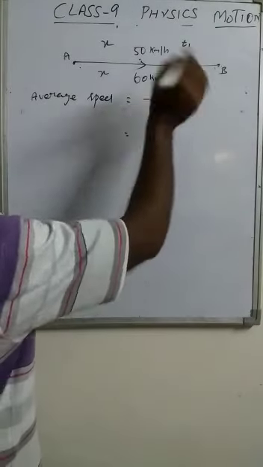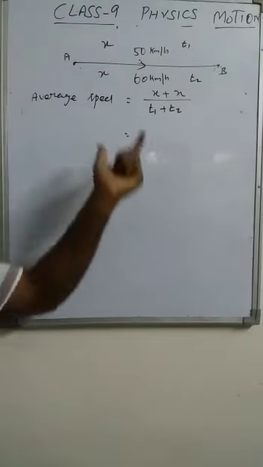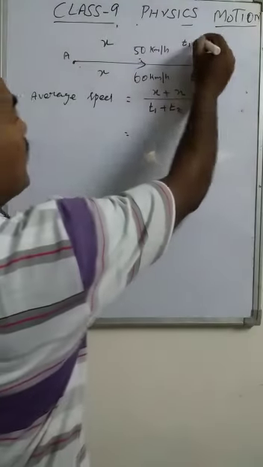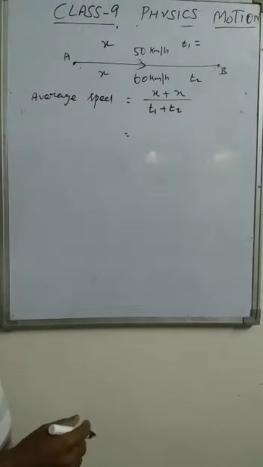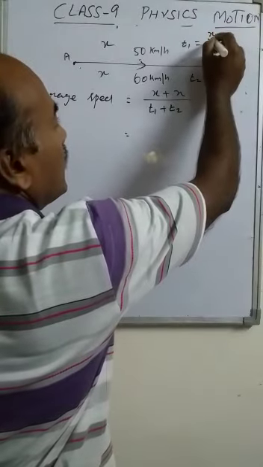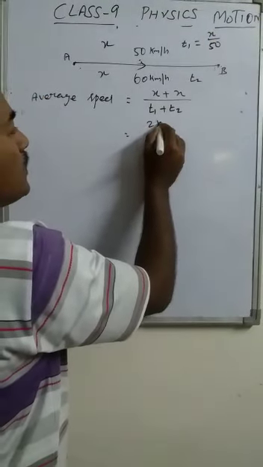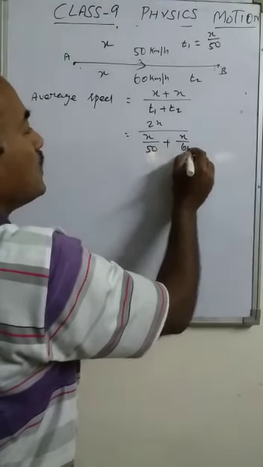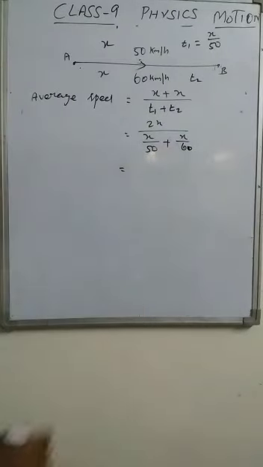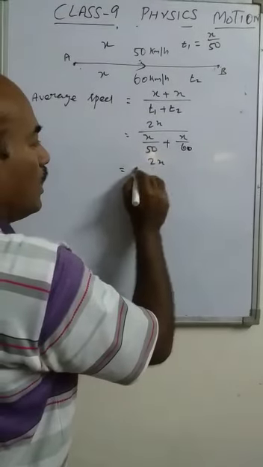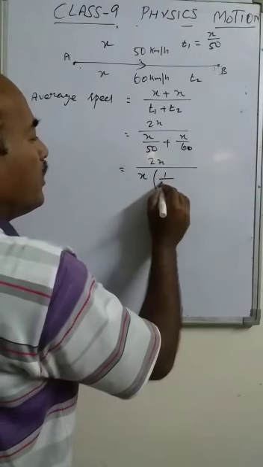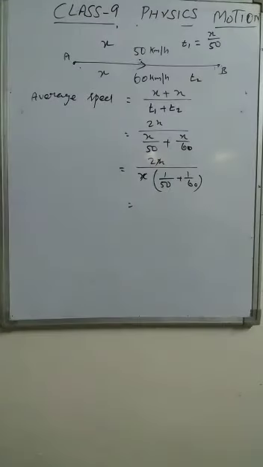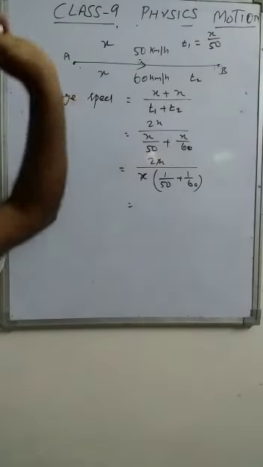Here the total distance is x plus x, 2x, but the times are different. From these two things you can calculate the time. So t1, that is time taken, is equal to distance upon speed, it is x upon 50. You can write 2x upon x upon 50 plus x upon 60. Now it can be calculated. That is 2x upon x taken out, 1 upon 50 plus 1 upon 60. Now x is cancelled. So it means in this example, no distance is required.